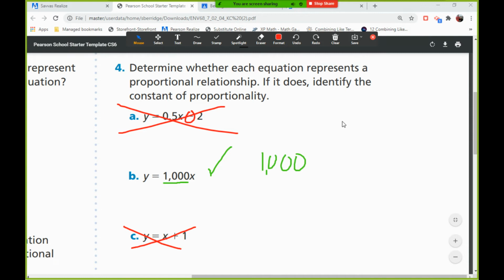Looking for plus or minus. If it has it, not proportional. If it doesn't, whatever number is tucked against x, that's the constant of proportionality.